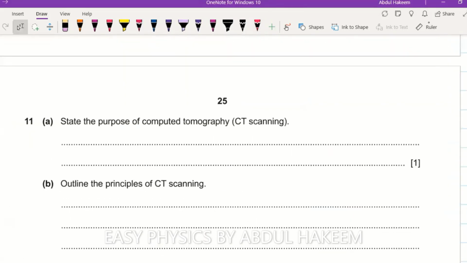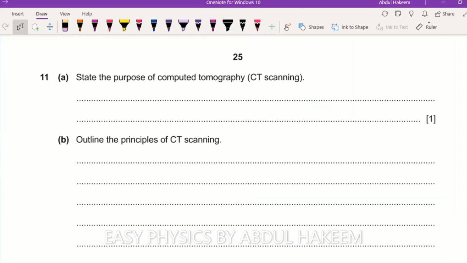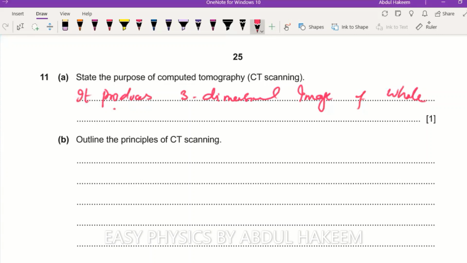And the next is state the purpose of the computed tomography. So it produces a three-dimensional image of the whole structure. It produces a three-dimensional image of the whole structure of the body. This is the purpose, 1 mark.